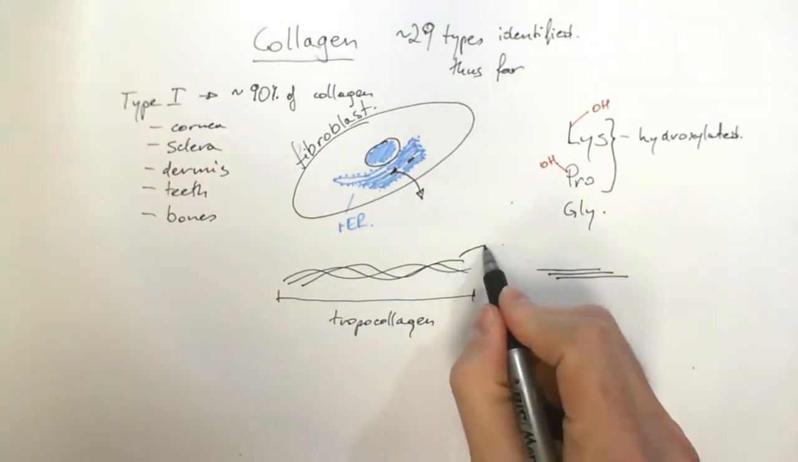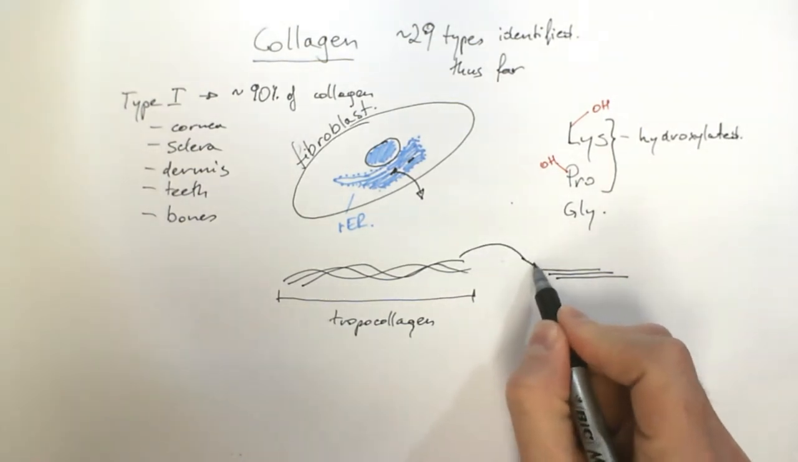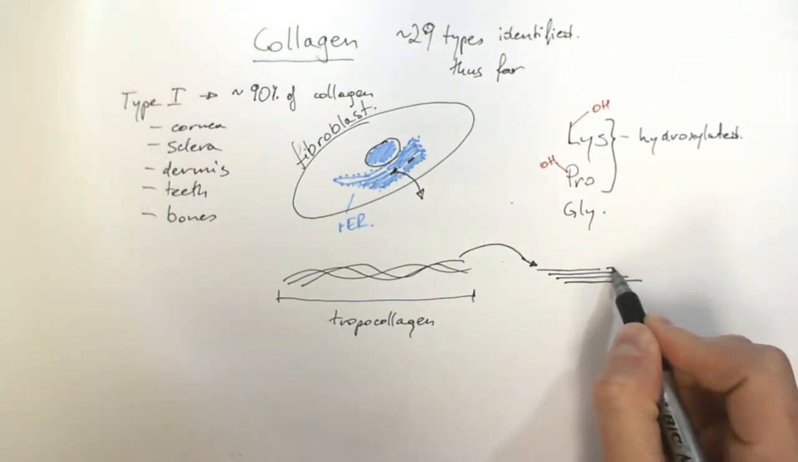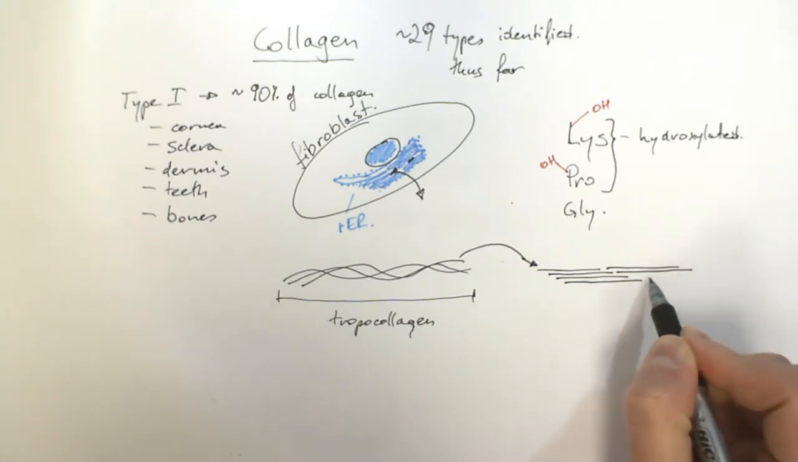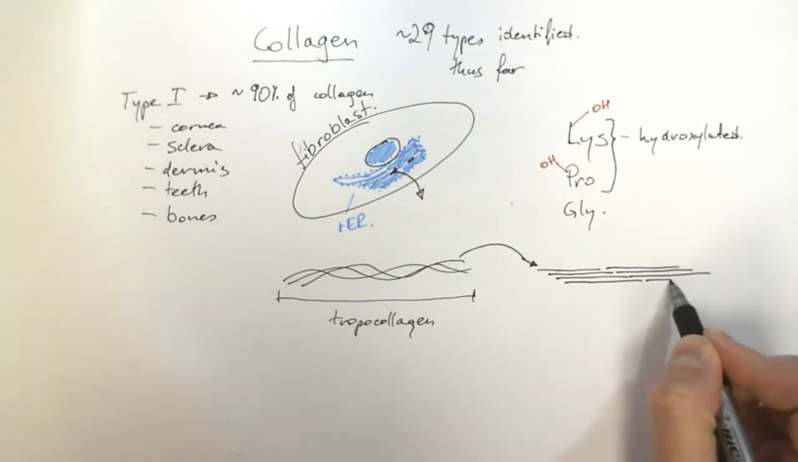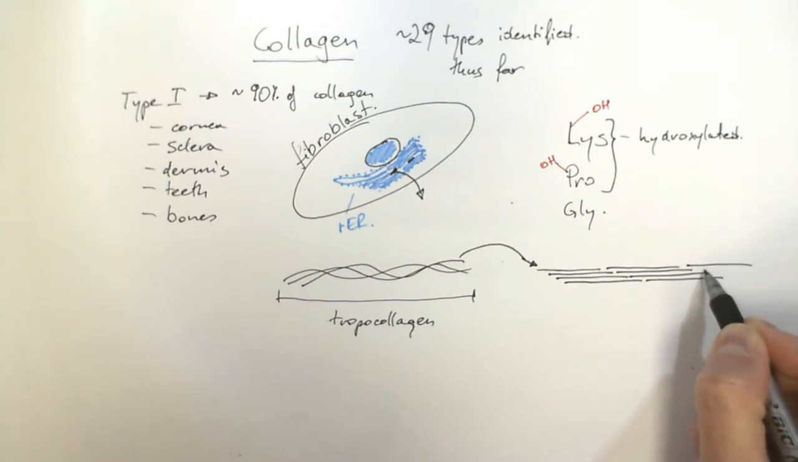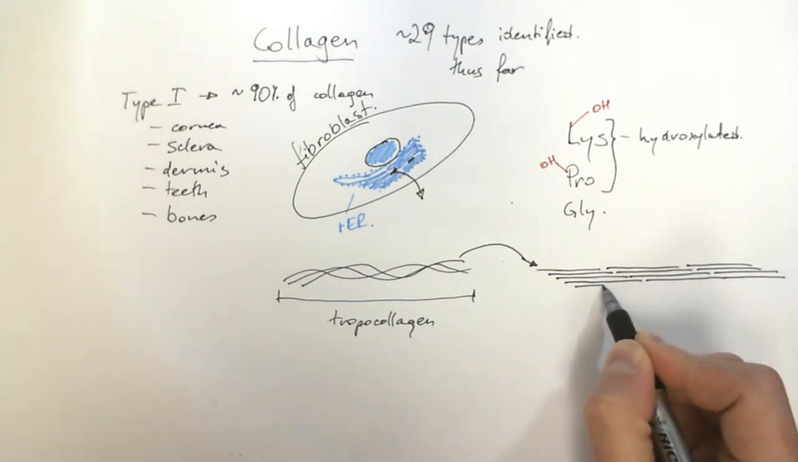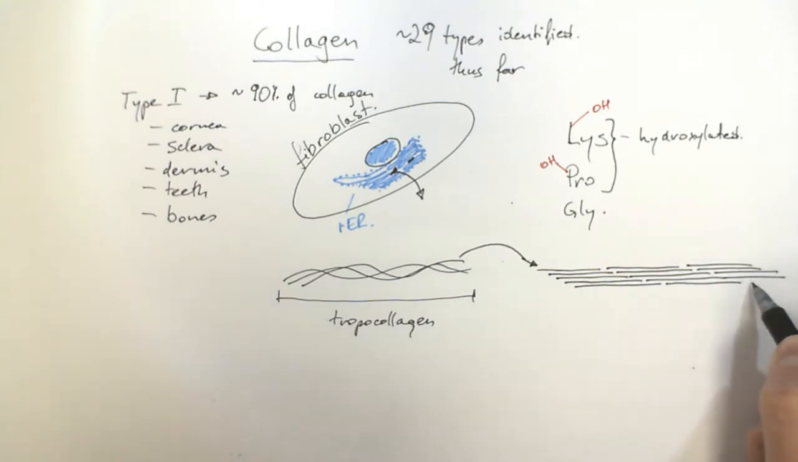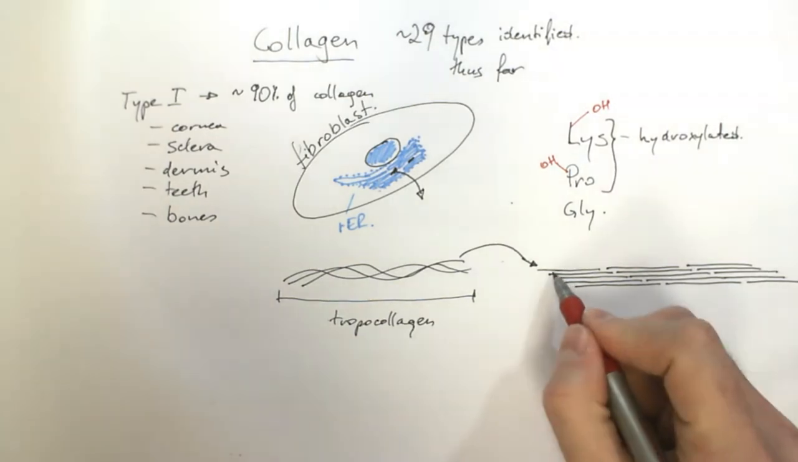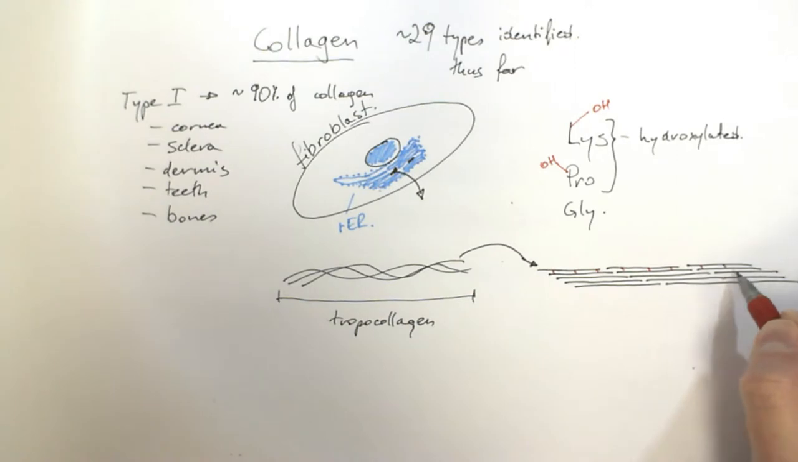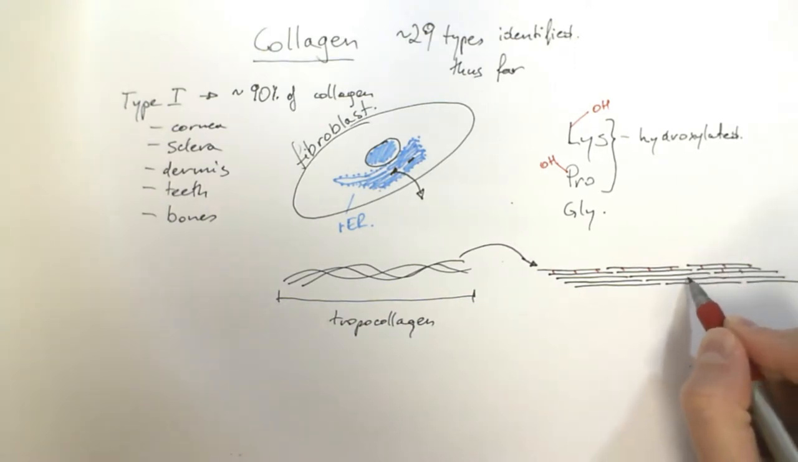So you can have formation of these very long fibers because we have cross links being formed between them through these hydroxyproline and hydroxylysine residues. This allows for the formation of very long and very, very strong fibers. Collagen has a very high tensile strength.